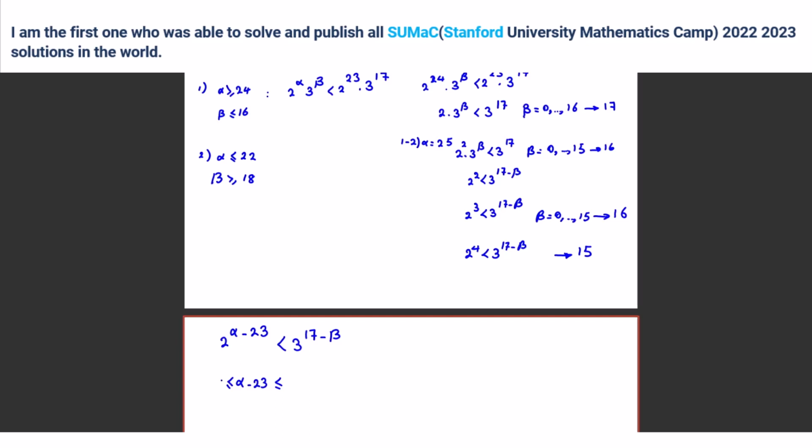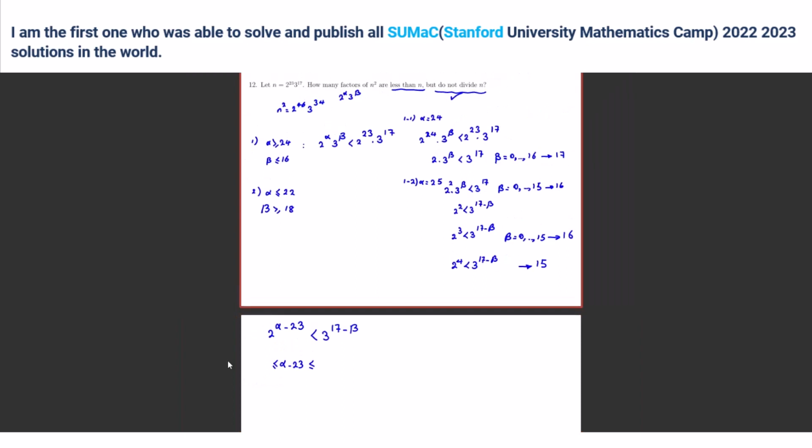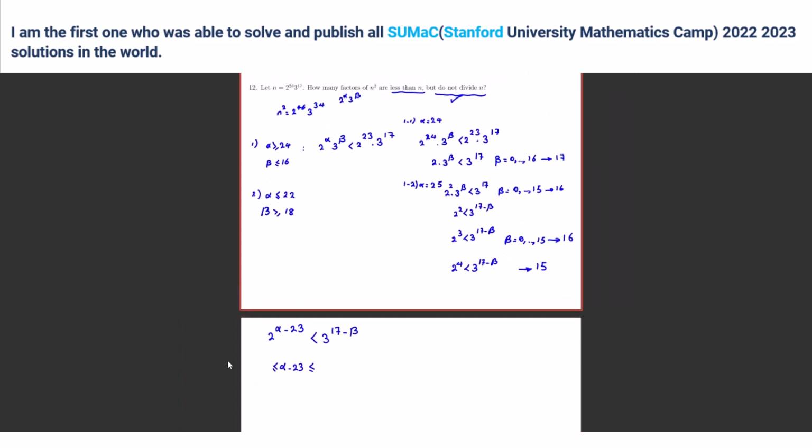From 1 to 23? Exactly, from 1 to 23. What about 17 minus beta? From 1 to 17.